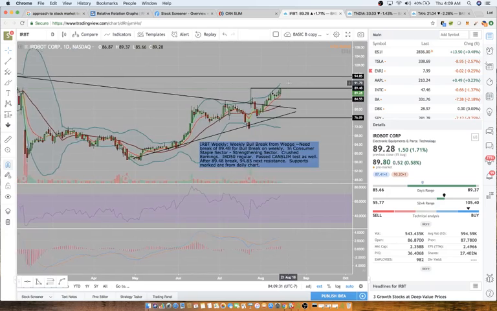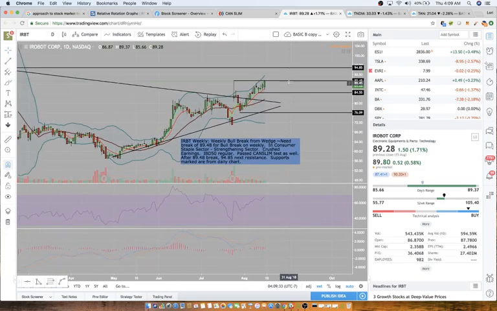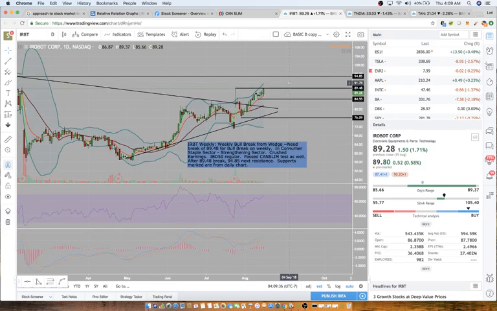I'm going to go over IRBT, iRobot. I don't know if your mother is as addicted to her iRobot as mine is, but she calls it her little buddy. She loves it. So I know that as a mother of 5, these iRobots are very popular, and it shows in their chart.